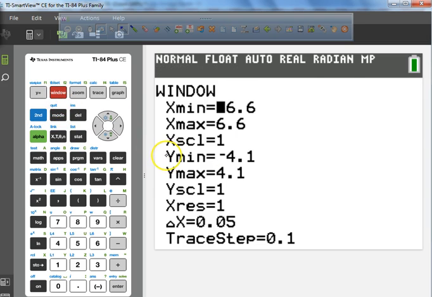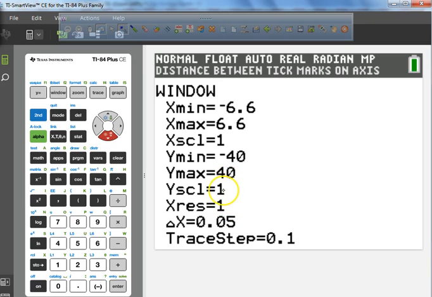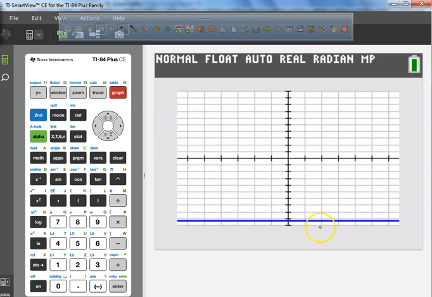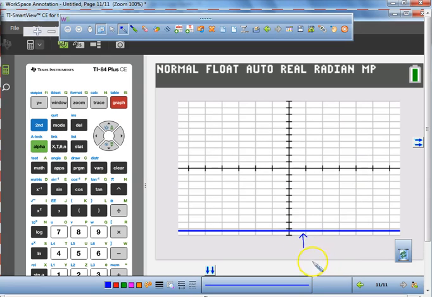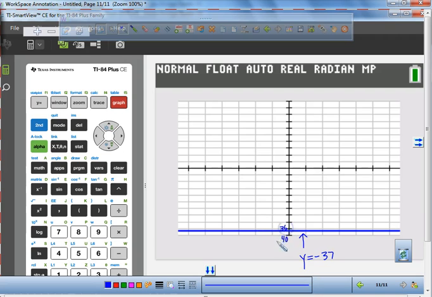By the way, go to your window. Let's change our window setting, okay? Let's change our y minimum to negative 40. Change your y maximum to a positive 40. And instead of going up by 1s, let's go up by 4s. Makes it a little bit easier. Let's hit graph. Wait a second. Now what do I see? Way down here. Y equals negative 37. Now this right here technically is at a negative 40, and this one is at a negative 36. But where is this line right there at?